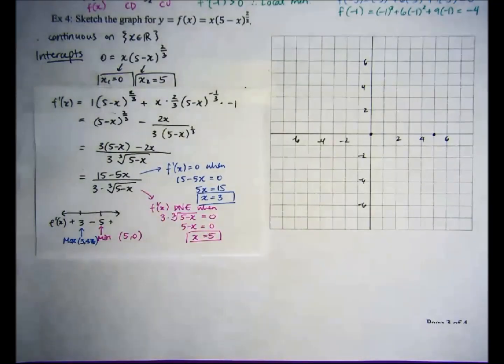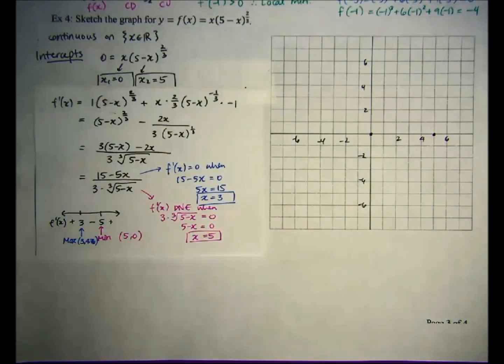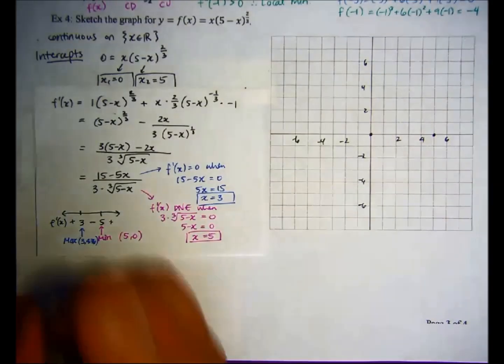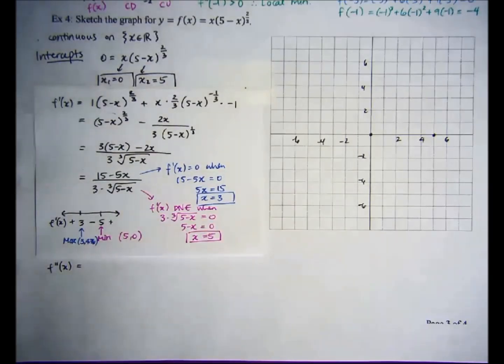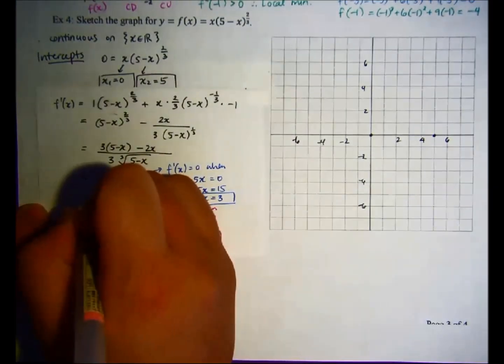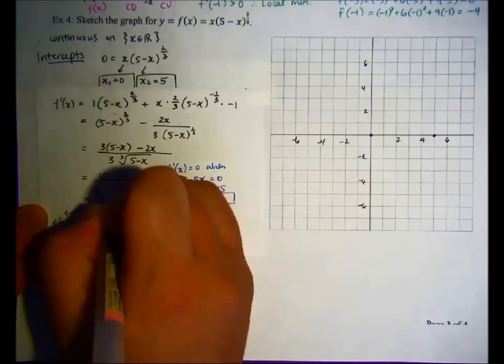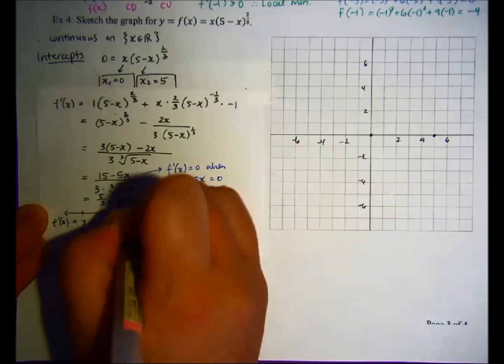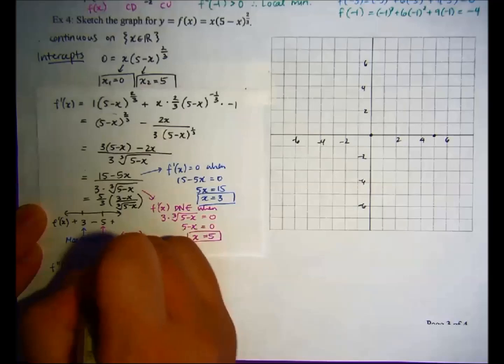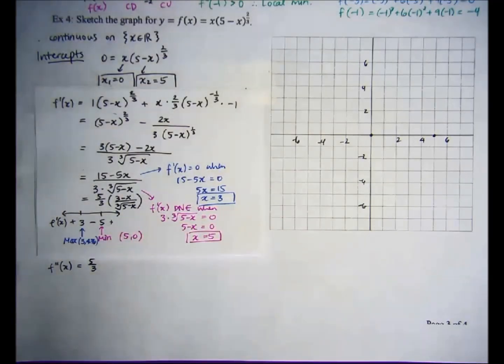Okay, so now let's figure out the second derivative, and that will help us figure out our intervals of concavity, as well as any points of inflection. So use your quotient rule to figure out what your second derivative should be. One thing I will do is I will say that this is equal to 5 over 3 times (3 minus x) over cube root of (5 minus x).